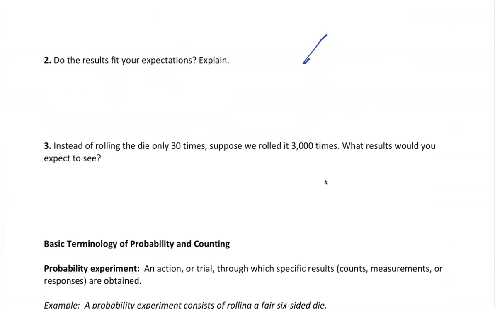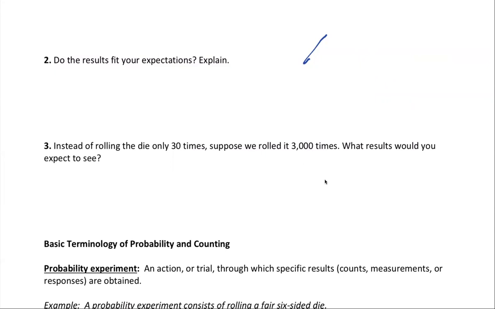And then think about number 3. Instead of rolling the die only 30 times, what if you did it 3,000? Don't actually do that. But think about what if you did, what would you expect to see? Meaning, what kind of totals would you expect to see for each of the 6 possible outcomes?